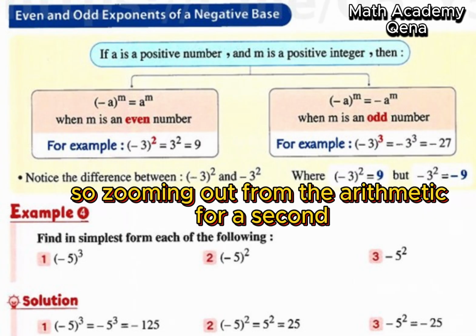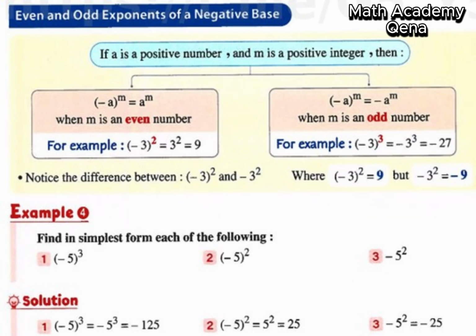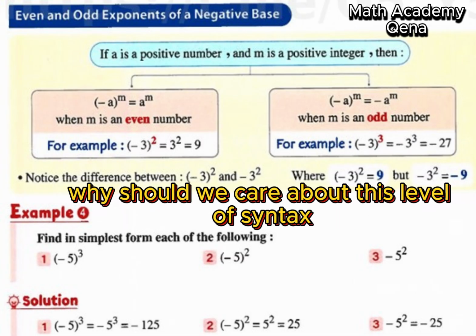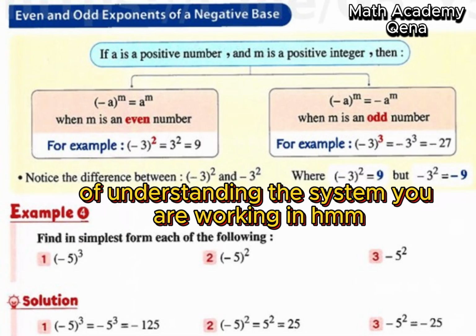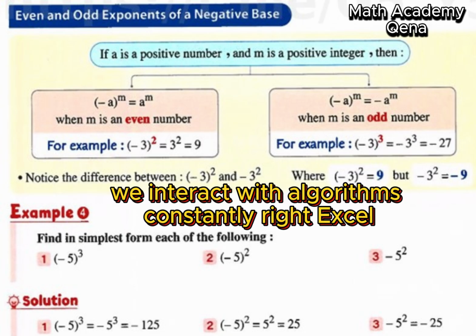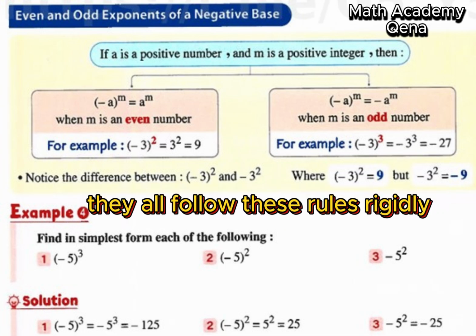So zooming out from the arithmetic for a second, we have spent a lot of time on these specific numbers. What is the takeaway here for someone who isn't taking a math test tomorrow? Why should we care about this level of syntax? It comes down to clarity of instruction and the implications of understanding the system you are working in. I mean, in the modern world, we interact with algorithms constantly. Right. Excel, Python, even the calculator on your phone. They all follow these rules.